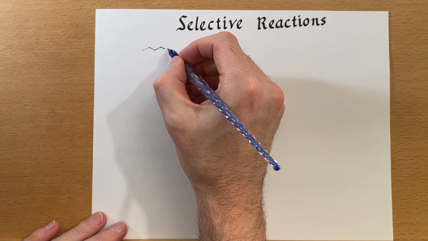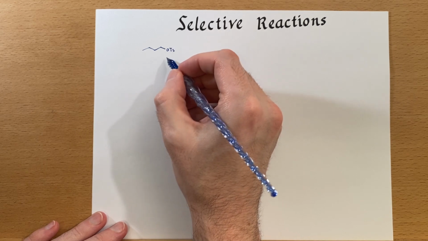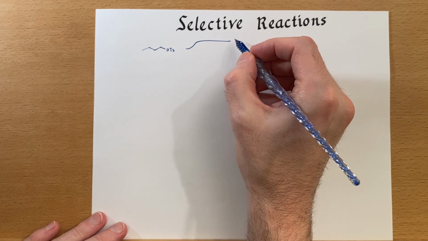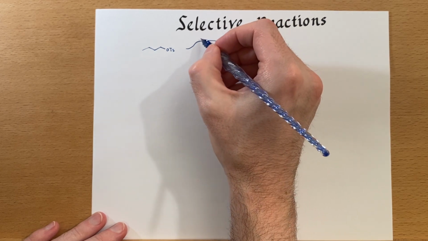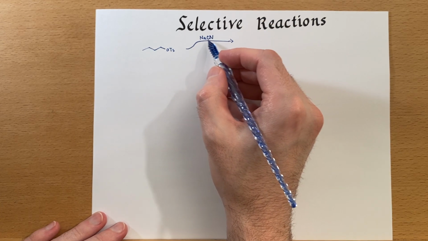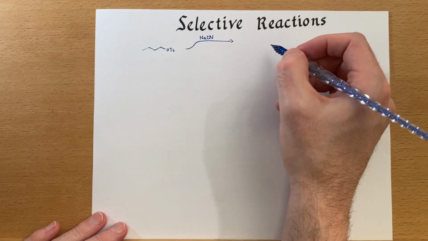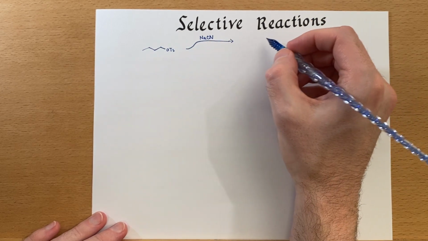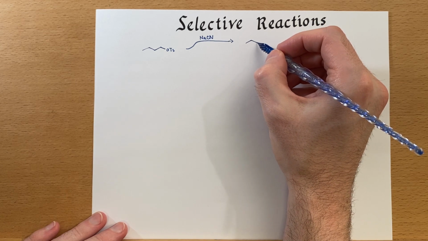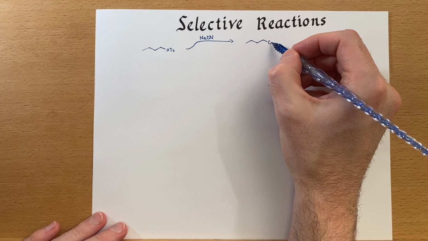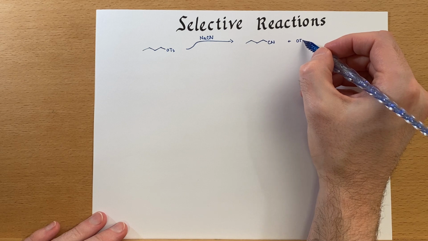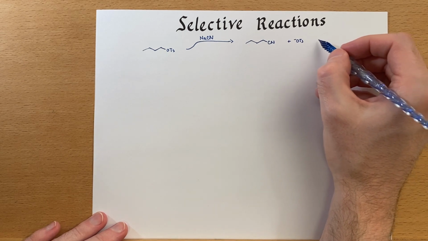So I'll pick something that has a good leaving group, like this tosylate. And if we treat it with something that's a good nucleophile, like this cyanide, then we will have a substitution reaction, and it will be selective towards that. This is an SN2.